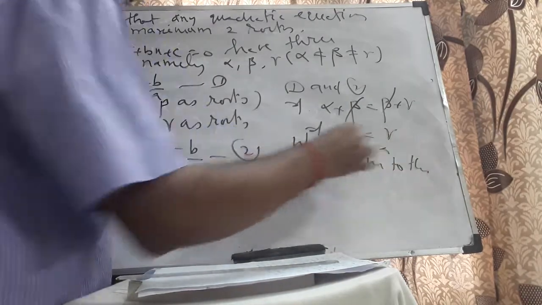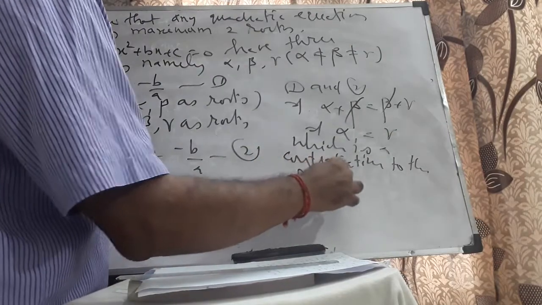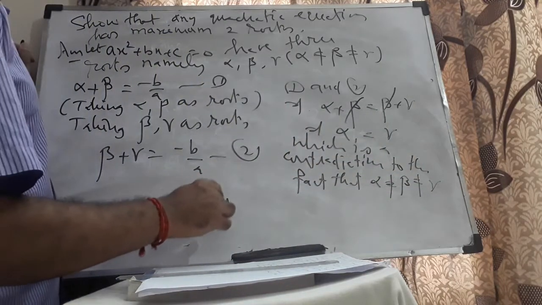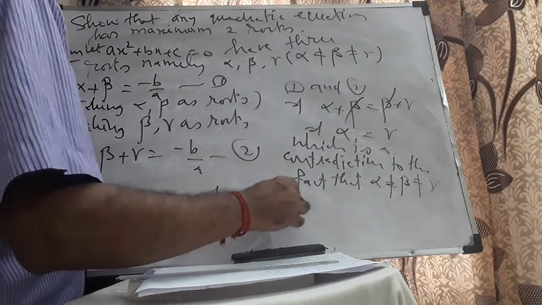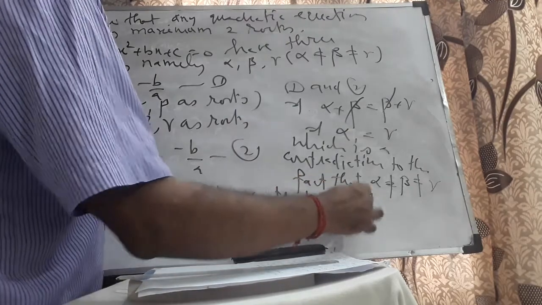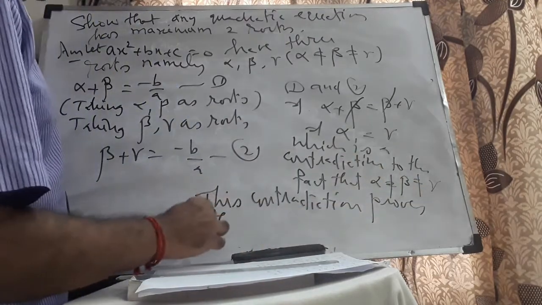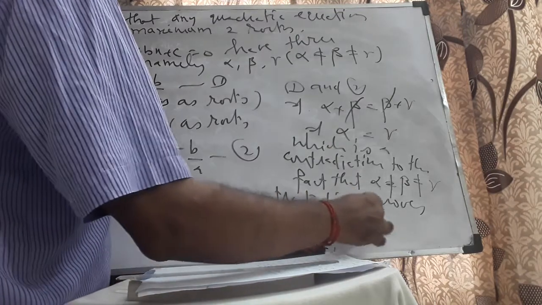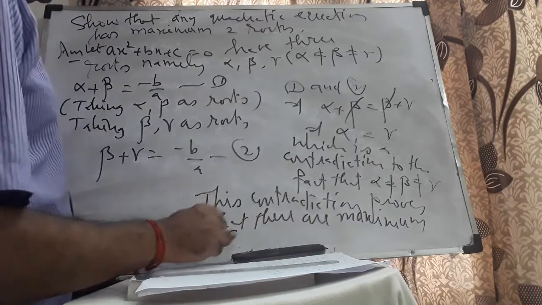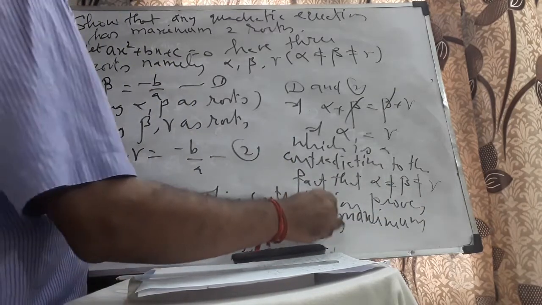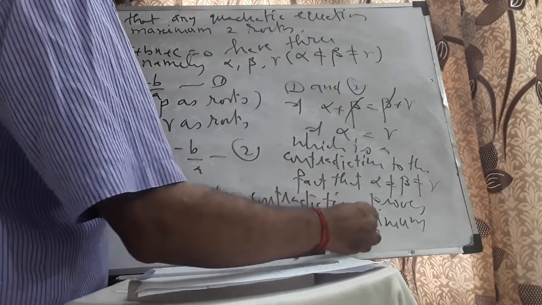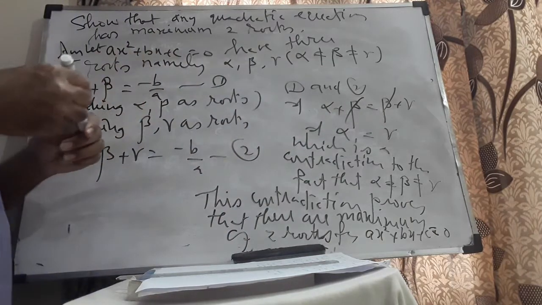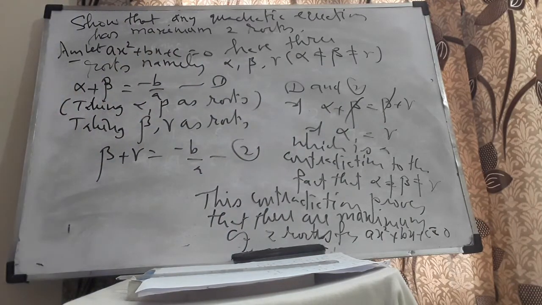to the fact that alpha not equal to beta not equal to gamma. This contradiction proves that there are maximum of 2 roots for ax square plus bx plus c is equal to 0. For any quadratic equation, we have maximum 2 roots.